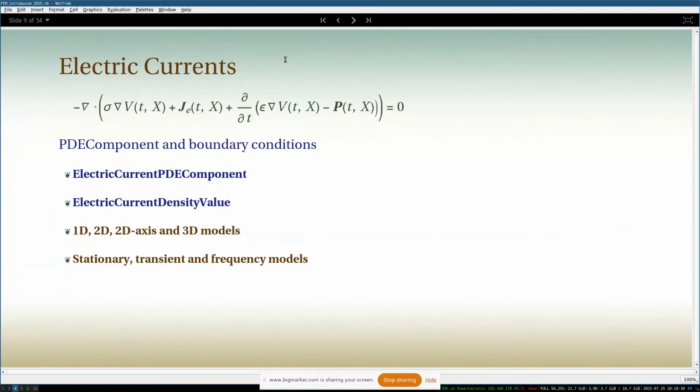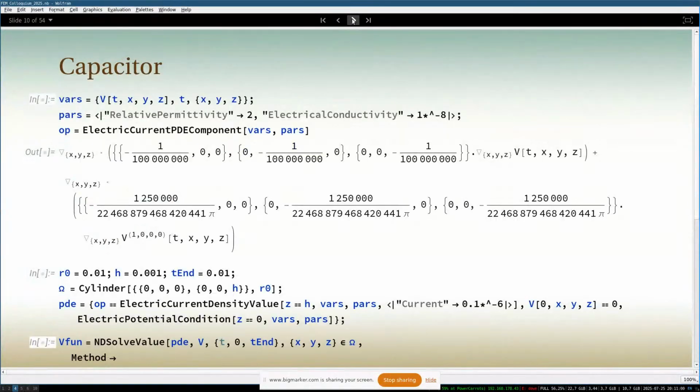So electric currents, we've had that in version 14.1. However, we didn't have the transient version of that. And the reason for that is that you have a divergence here and then a time derivative of the gradient of the potential. So this combination didn't work previously. And the reason was that the finite element parser just wasn't able to parse these types of equations. So what we've done for version 14.3, that's coming out in a few weeks, is the following. As a transition, you specify again the variables and parameters. You have the electric current PDE component, and that gives you a PDE component.